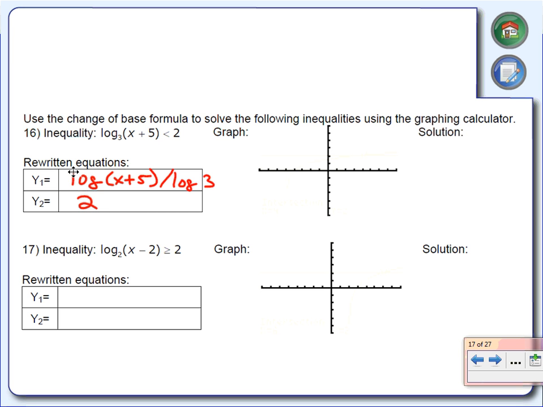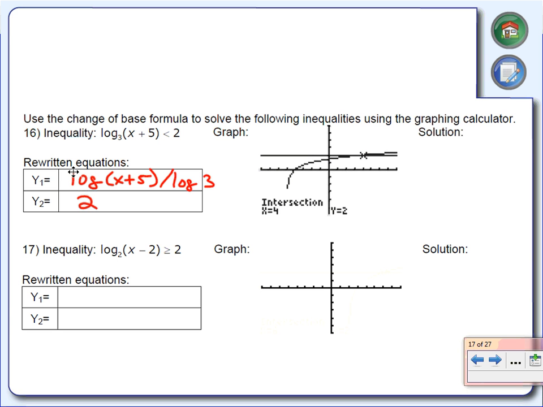Now remember, when you get this graph, you're going to see 2 things. You're going to see the graph of a log, but you're also going to see a horizontal line. And that horizontal line represents the 2 that we typed into y2. What we want to know is what is that point of intersection, because it's important for us. It's part of our solution. So make sure you find that point of intersection by going to second trace, number 5, enter, enter, enter.